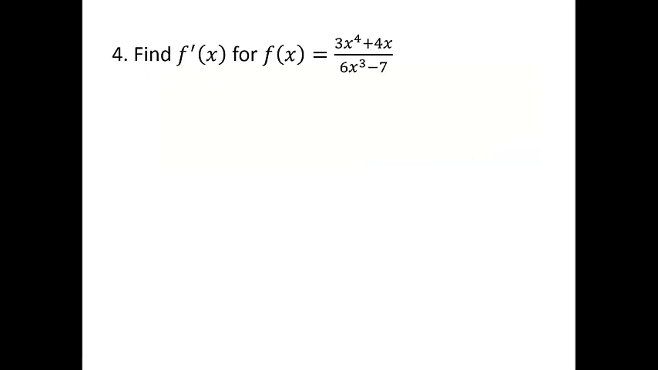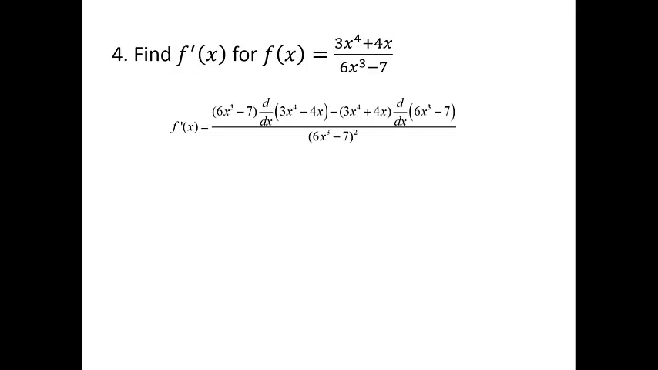For our first example, let's compute the derivative of 3x to the 4th plus 4x divided by 6x cubed minus 7. According to the quotient rule, f prime equals the bottom times the derivative of the top minus the top times the derivative of the bottom, all over the bottom squared. So we have the bottom, 6x cubed minus 7, times the derivative of the top, which is 12x cubed plus 4, minus the top, 3x to the 4th plus 4x, times the derivative of the bottom, 18x squared, all over 6x cubed minus 7 squared.